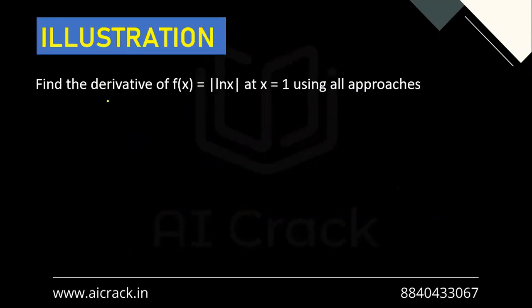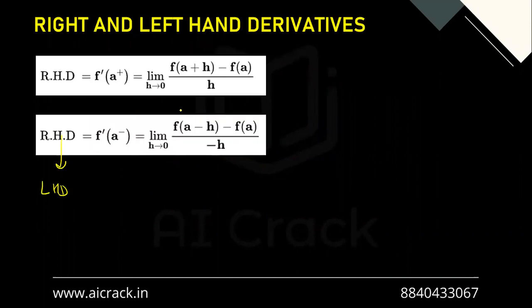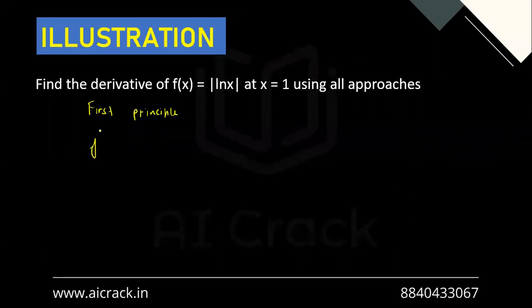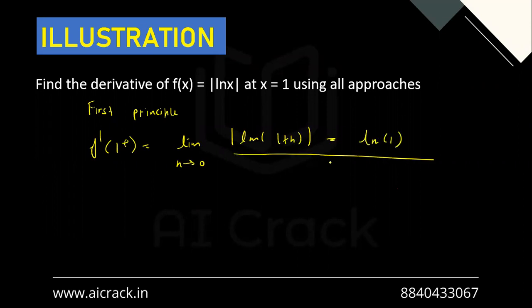Now let's look at this illustration. Find the derivative of f(x) equals mod ln x at x equals 1 using all approaches. The first one is first principle. First principle is nothing but these formulas. Let's calculate f dash a plus. Here a is 1, so we will be calculating f dash 1 plus. That would give me limit h approaches 0, f of 1 plus h, which would be mod of ln(1 plus h) minus ln 1, divided by h.